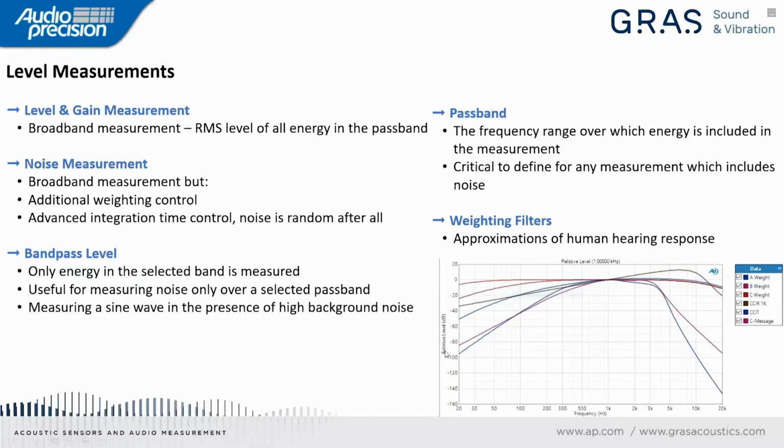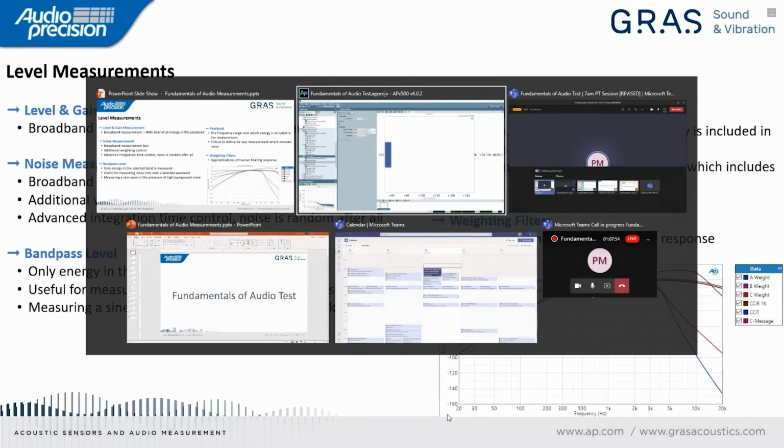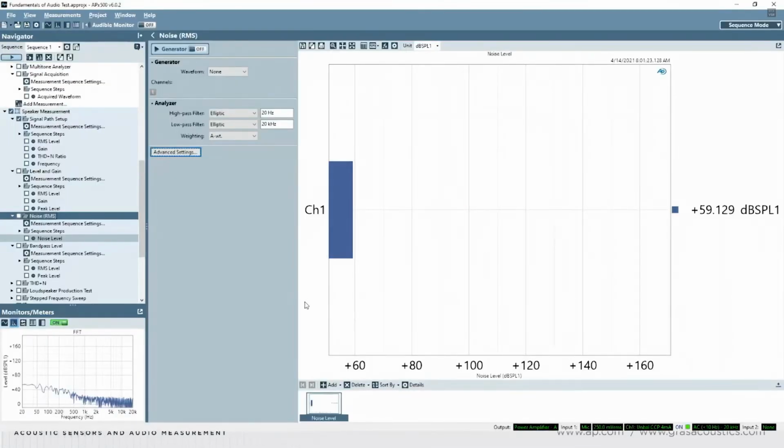So A weighting is this. Well, let me just show you in the software. So A weighting is a weighting function where we attenuate the signal at low frequencies and high frequencies and actually gain it a little bit in mid-band frequencies to represent the sensitivity of human hearing at different frequencies.